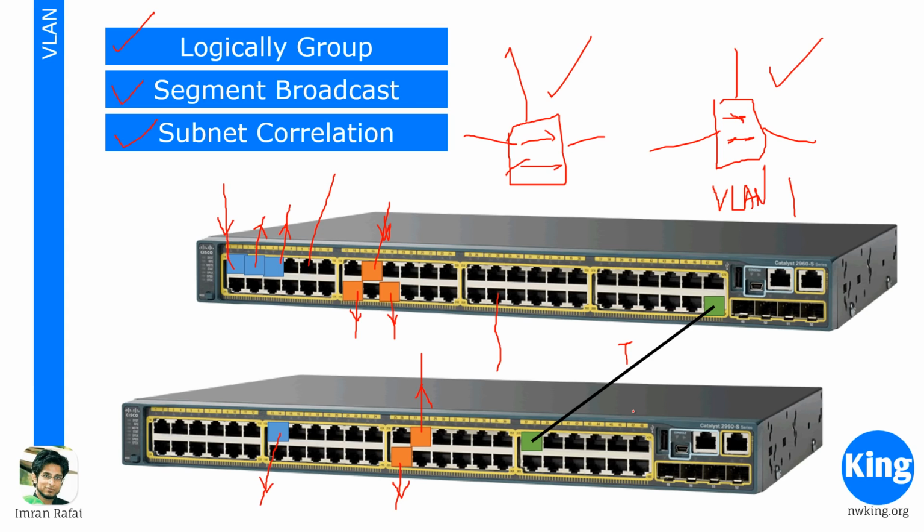Now we also spoke about encapsulation. There are two encapsulation methods. One is .1q. Whenever you make a trunk, you have to give an encapsulation. Now, encapsulation protocol .1q is an open standard. It's part of the IEEE, and there is another protocol called ISL, or Inter-Switch Link.